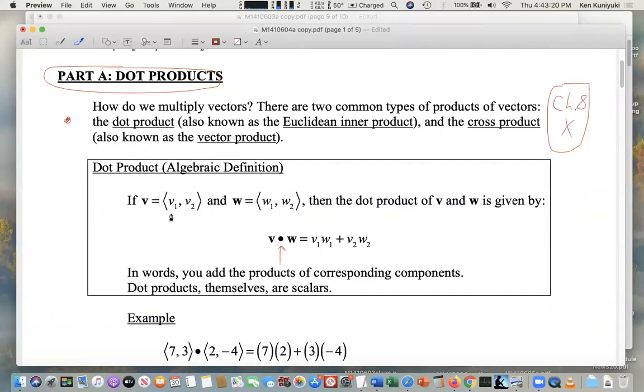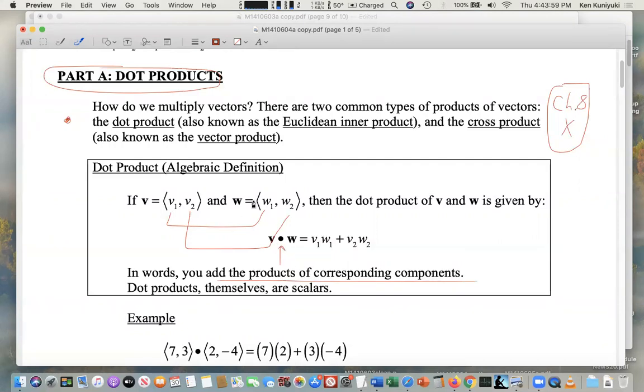V dot w is going to be this number times this number plus this number times this number. It's kind of the product of the x's plus the product of the y's. There are different ways of writing this. You add the products of corresponding components. And notice, vectors are really the only things we take the dot product of. And these are vectors in the plane. Each has two components. You better have the same number of components. In Math 252, you have to worry about that. But here, we're assuming that we're dealing with vectors in the plane. Each vector has two components here, right?